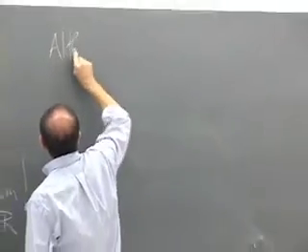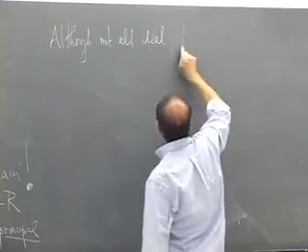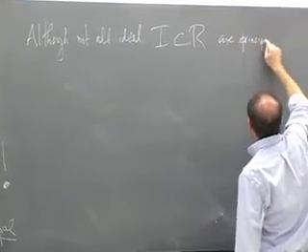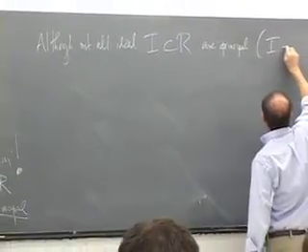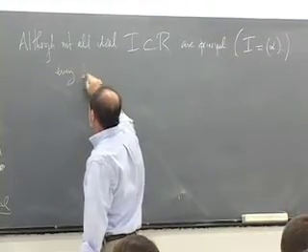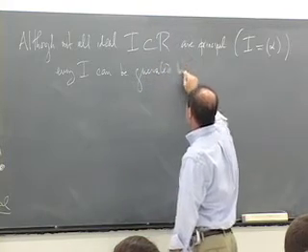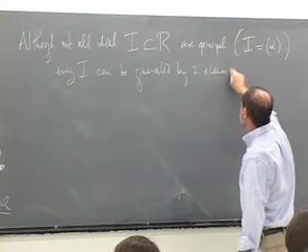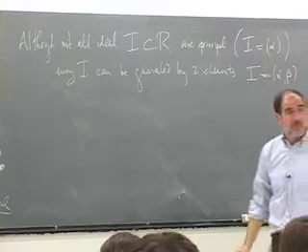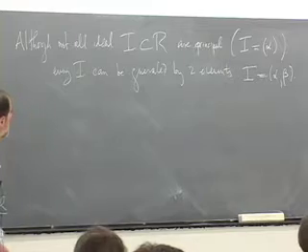Although not all ideals I in R are principal, that means that I is all multiples of 1 element. Every I can be generated by 2 elements. That's not true in any ring, but it is true in these rings. So they're not the worst thing in the world, even though they're not always Euclidean or principal ideal domains. Why is that?